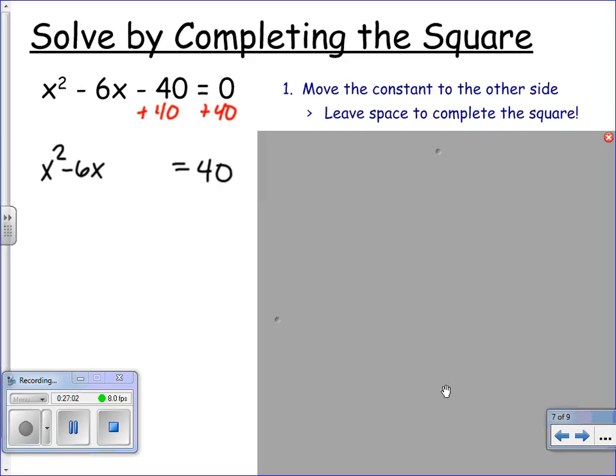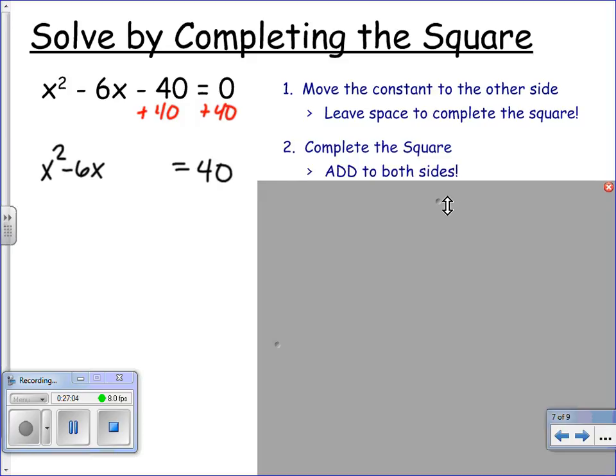I left that space so that I could do step 2, which is complete the square. And I should know the little pattern for completing the square. We'll call it Damon's rule for now. Take half of the middle term and square it. Okay, that works perfect every time. So I'm going to take half of 6, which is 3, and then square it. So the number that completes the square is 9.